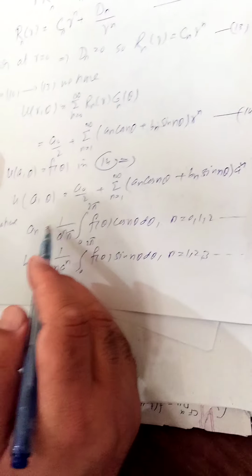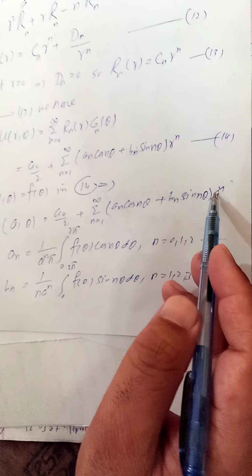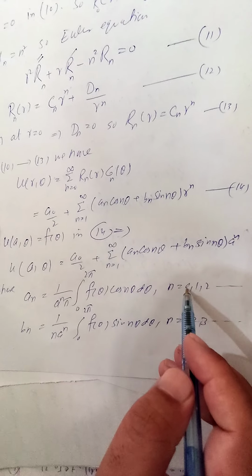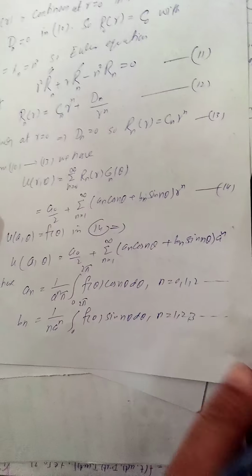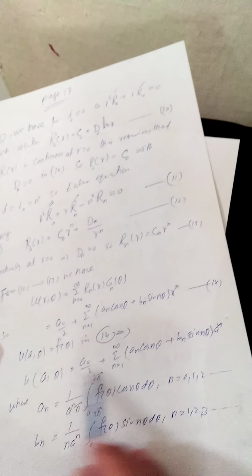u of a, theta is a naught by 2 plus sum from n equal to 1 to infinity of a n cos n theta plus b n sin n theta, with a power n in place of r. Using the orthogonality condition for comparison with the Fourier series, we have a n is equal to 1 over a power n pi times the integral from 0 to 2 pi of f of theta cos n theta d theta, where n starts from 0, 1 and so on, and b n similarly. This is the required solution in polar form for the Laplace equation with these Fourier coefficients.